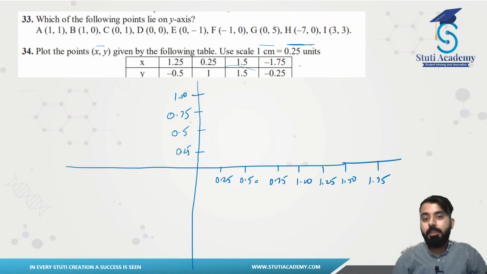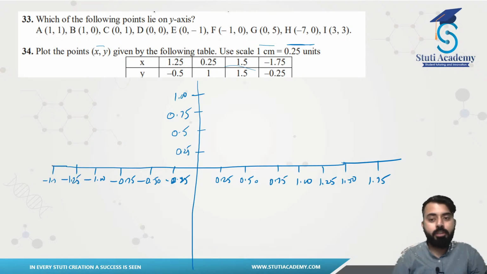Sorry, that is the minimum value right here, which should be in your negative x. So it should be minus 0.25, minus 0.50, negative 0.75, negative 1.00, negative 1.25, negative 1.50, and lastly negative 1.75. And in the case of your negative y, it should be negative 0.25 and negative 0.50.